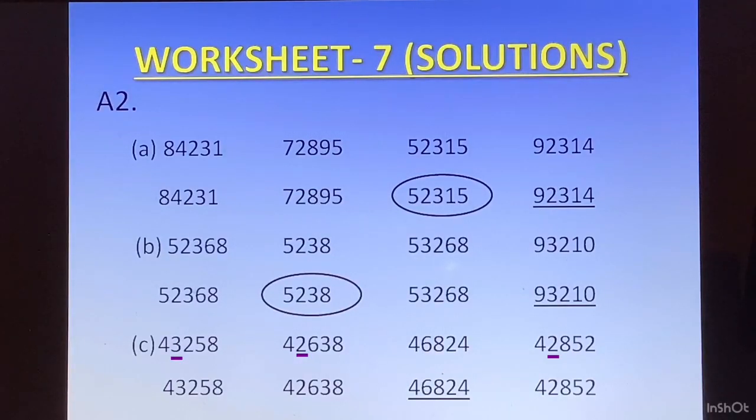The second digit is 3, 2, 2. So 3 is greater than 2. So we leave 3. Then we have to compare these two. Here we go to the third digit. Third digit is 6 and 8. So 6 is smaller. Therefore the number 42638 is the smallest.